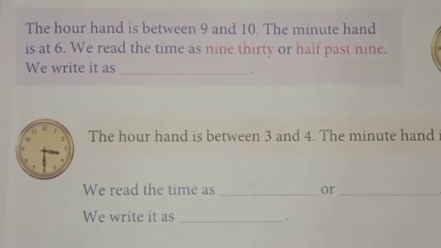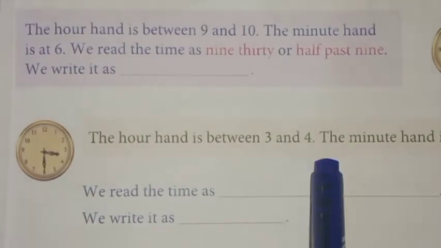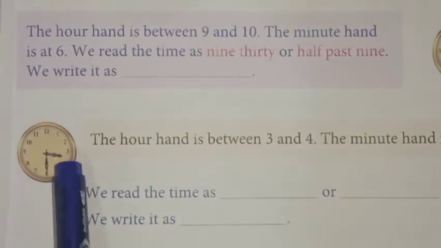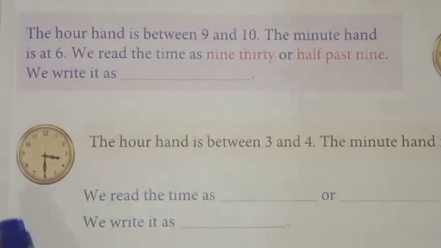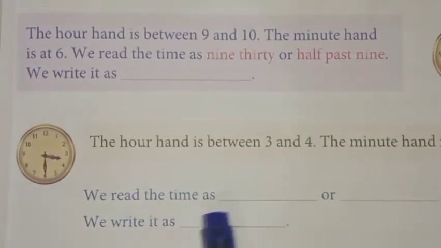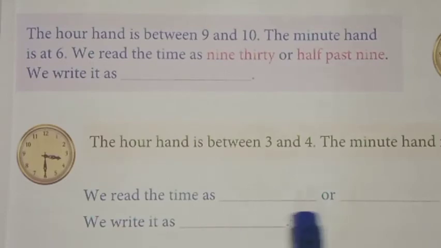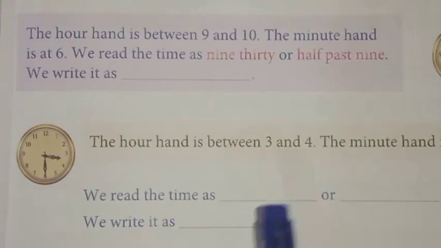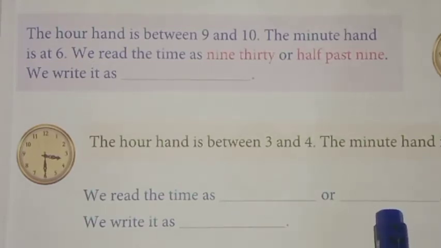So next, when you find the answer, the hour hand is between 3 and 4, and the minute hand is at 6. So you write what the time is now. Okay. So we read the time as dash. Then you write. How will you write? Okay. We can write half past 9 right here. Here you can write 3:30 or you write half past 3, and here you write 3:30.